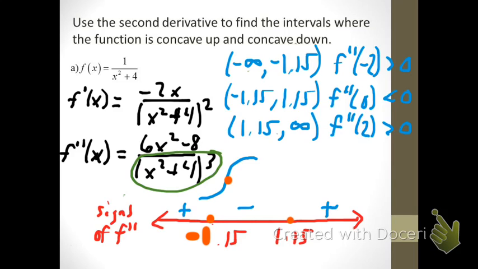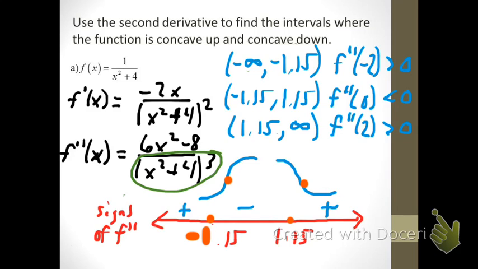And that point of inflection is when x equals negative 1.15. Then, when we approached positive 1.15, we had a concave down to the left side of the interval, and then it switches to concave up on the right side of the interval. So there is another point of inflection at positive 1.15.